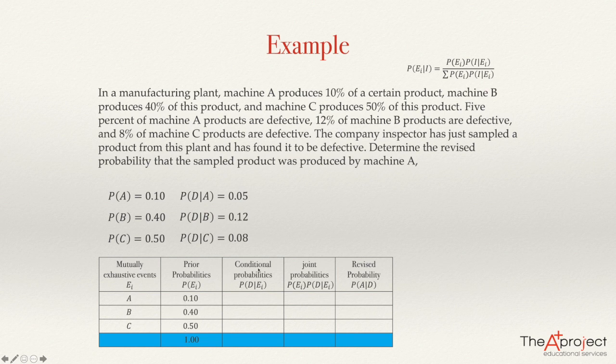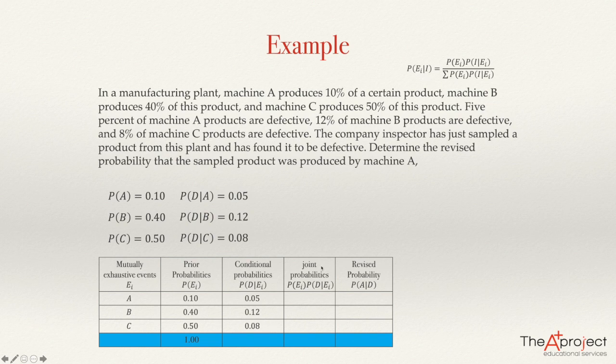So now we type the conditional probabilities. The other event is, in this case, D. The probability of being defective given A will be 0.05. That's the number that will be here. This 0.12 is the probability of D given B, and finally the probability of D given C.